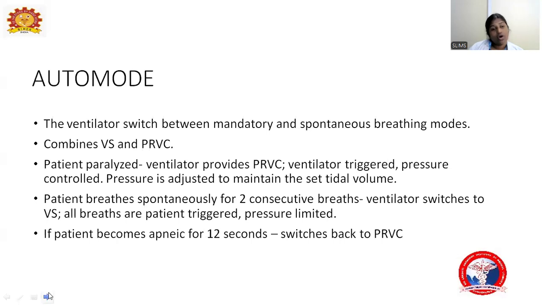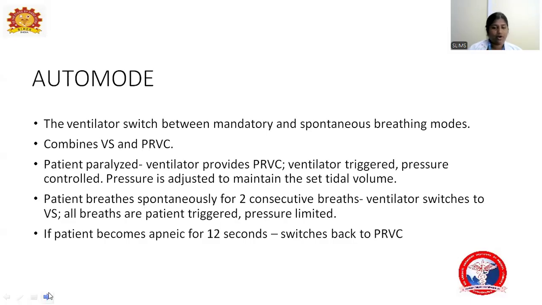So the next mode is auto mode. So what is auto mode? The ventilator switches between mandatory and spontaneous breathing modes. It combines volume support and pressure regulated volume control. If the patient is paralyzed, the ventilator provides PRVC, that is pressure regulated volume control, which is ventilator triggered pressure control. Pressure is adjusted to maintain the set tidal volume, like we saw in the first mode.